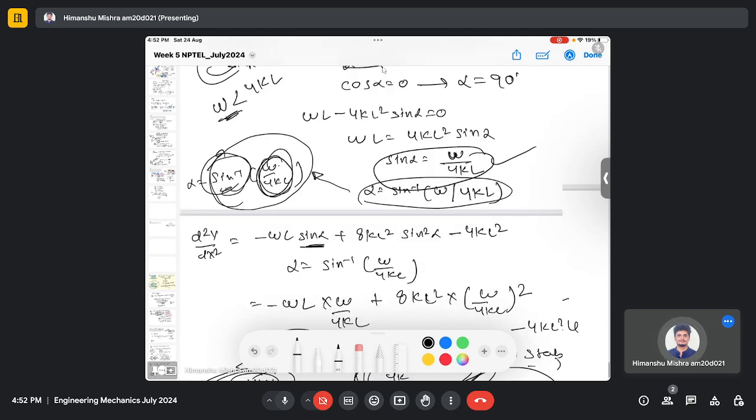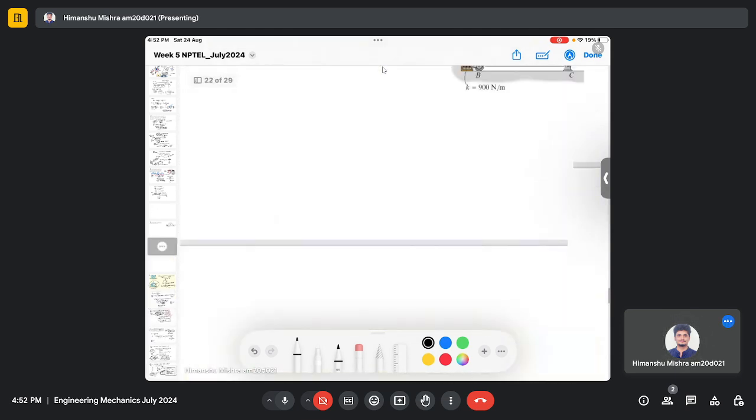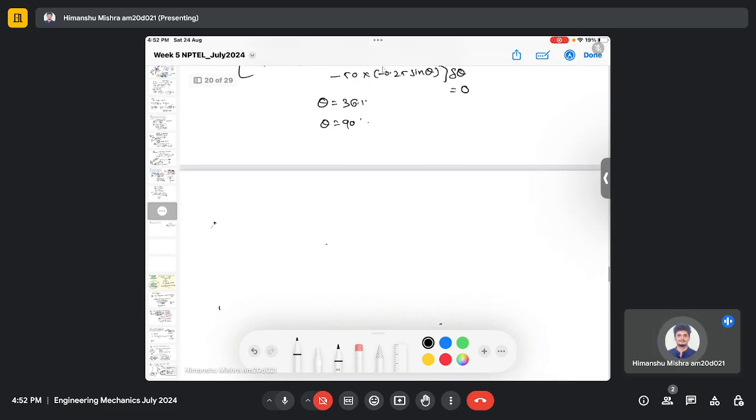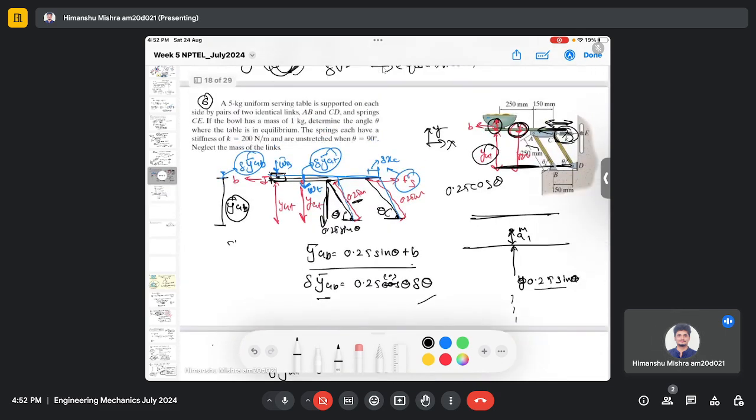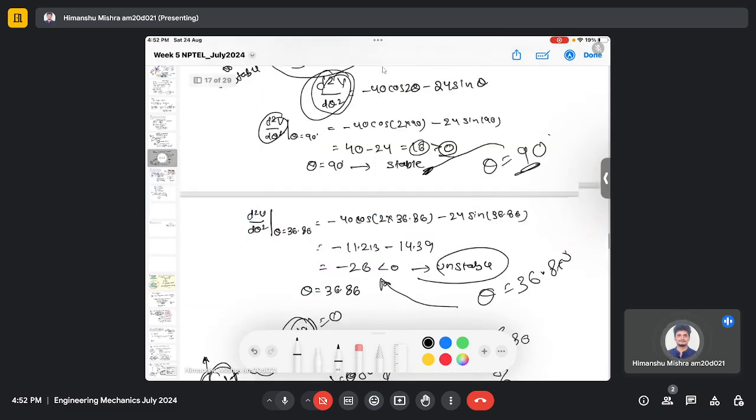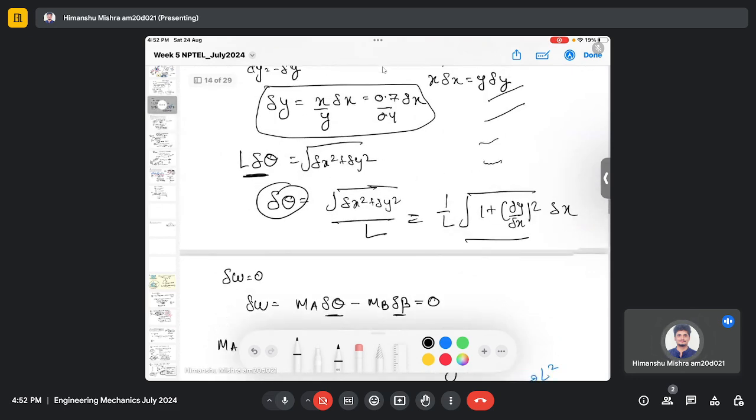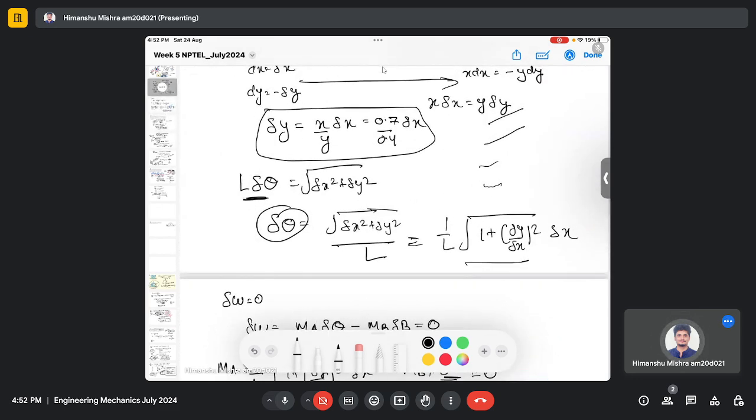So that's it for today. There's still one problem left, which is this one, and we have already solved a similar problem previously, and you can use exactly the same concept to solve this problem. So in this tutorial we looked at problems related to virtual work, and we have also used the energy principle. In half of the problems we used the virtual work principle, and in the remaining half we used the energy principle.